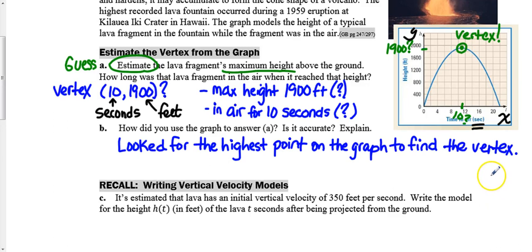Now, the other question was, is it accurate? If I look way back up here at part A, we were dealing with an estimation. So at best, this is a guess. Not accurate.